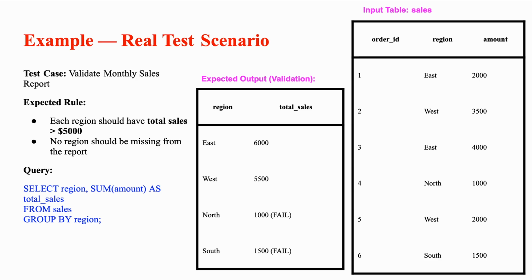The result shows East is at $6,000, that's good. West is at 5,500, that's also good. But North and South are both below the $5,000 target, so those would fail the test. This is a perfect example of using group by with aggregates to help validate business logic in a report.